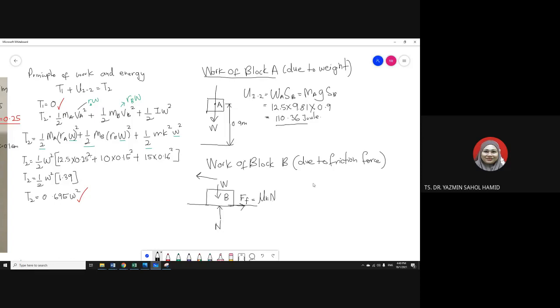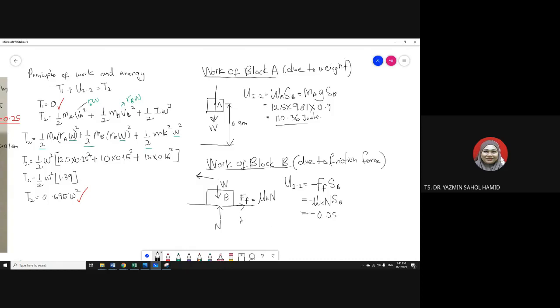Okay, all right. So the work done for block B will be what? Because it's going the other direction, we must put negative. So it will be the friction force multiplied by SB. The friction force will be mu k N multiplied by SB. Don't forget the negative. So the mu k is 0.25.